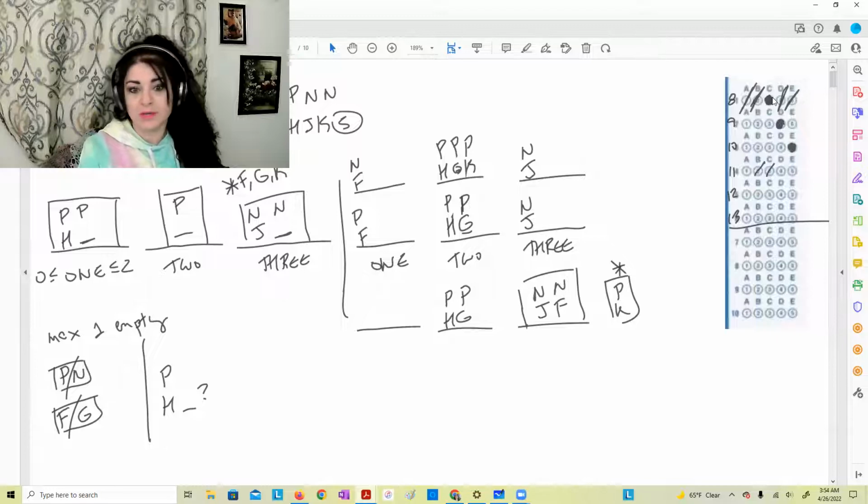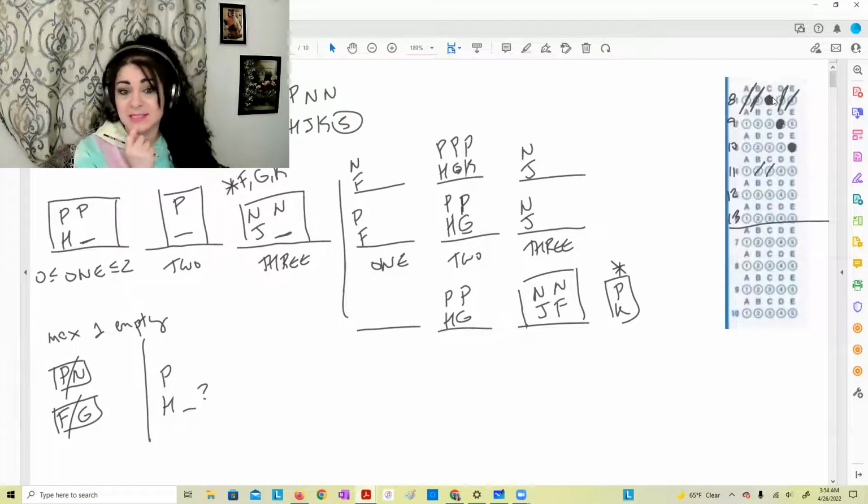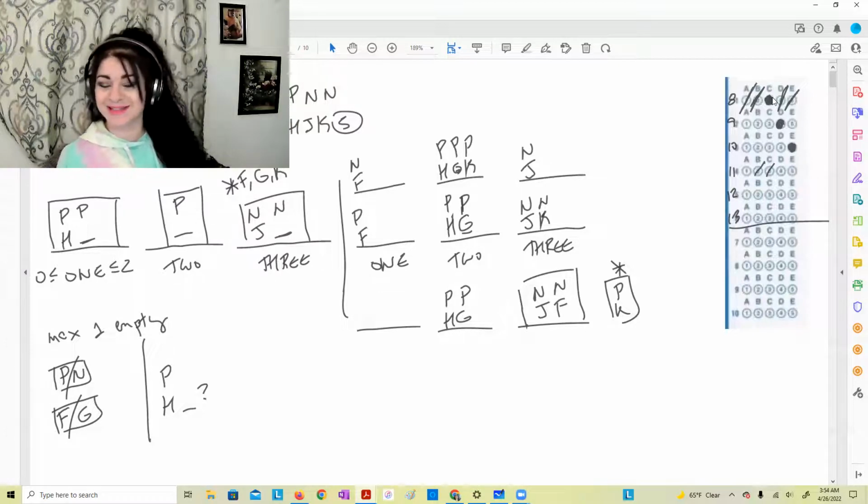And what about this option here? If F is a pet owner, in that case, K is going to be a non-pet owner over there with J. That makes sense. Yes, this makes sense.